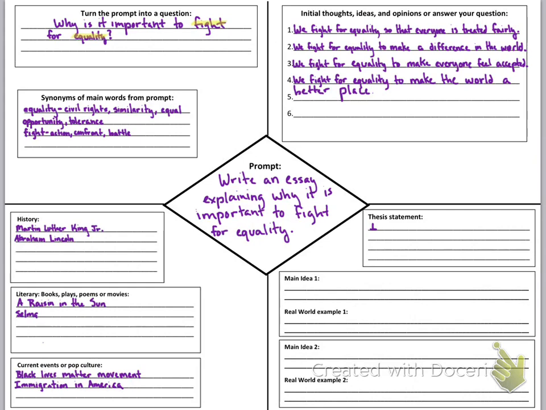So after I have quadrant 1 filled out, I know what the prompt is asking me. I have quadrant 2 filled out. I came up with a number of answers that responded to the question. I came up with a couple of ideals, and now it's time to write my thesis statement. So I'm going to take the question that they asked me: why is it important to fight for equality? And I'm going to change it to a sentence stem. It is important to fight for equality.